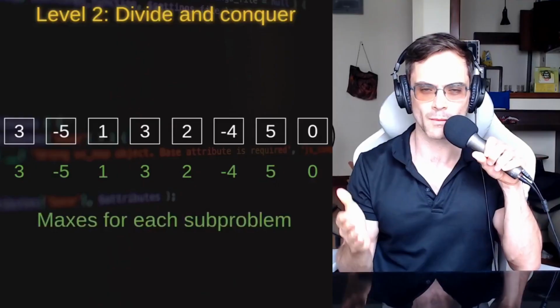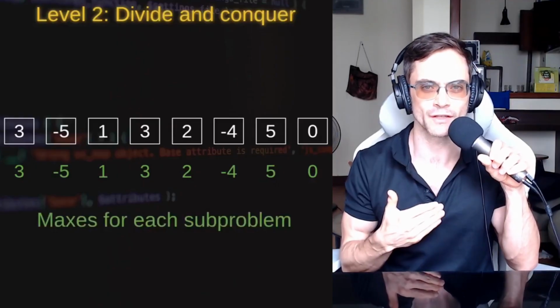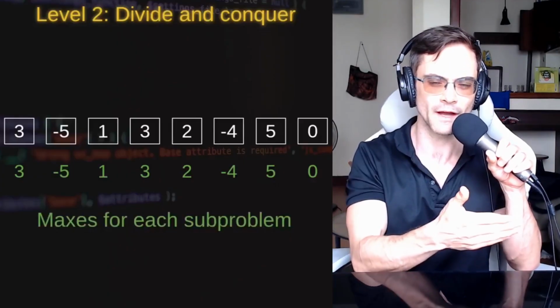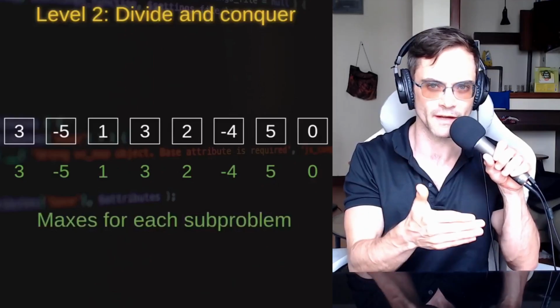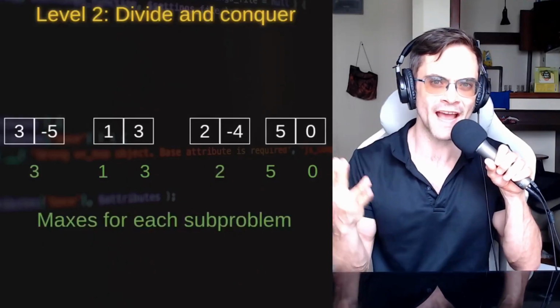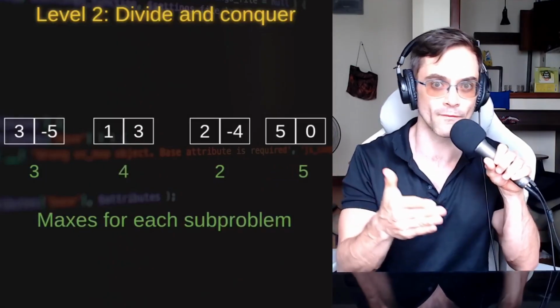When the two subproblems we are combining just have one item in each, it's quite easy to understand how we might combine them. The max is either going to be the left item, as you can see with 3 versus -5, or 2 versus -4, or it's the right max, or it's adding two items together, as you can see here with 1 and 3, or 5 and 0.